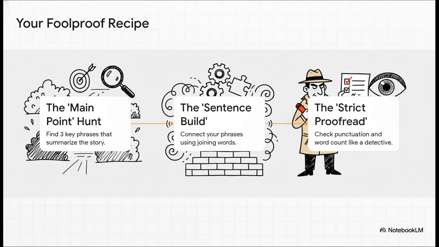That's it. First, you'll hunt for the main ideas. Second, you'll build your sentence by connecting them. And third, you'll do a final, super careful proofread. If you just follow these steps in this order, you'll stay calm and get the job done right.